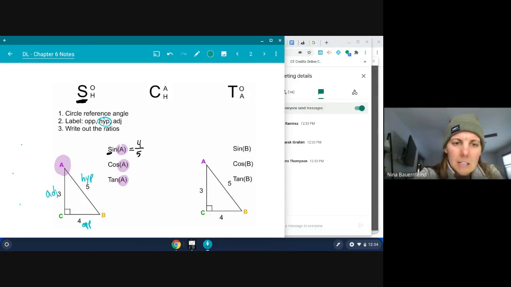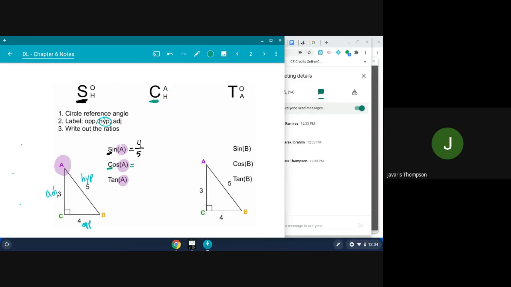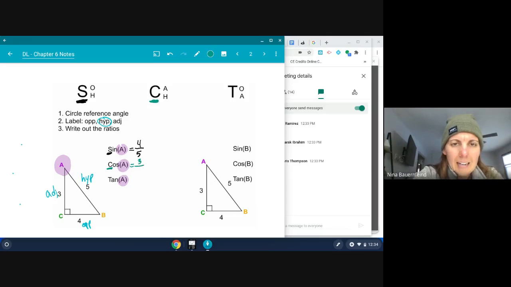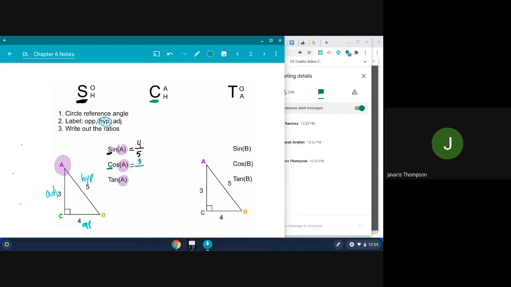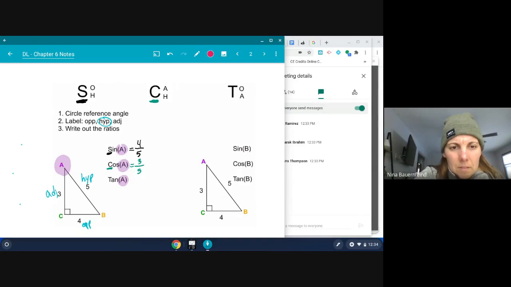The next one is C, cosine. That's A on top for adjacent, H on bottom for hypotenuse. So for cosine, what is A, adjacent? 3. Yep. And H, hypotenuse? 5. Got it. Last one, T is for tangent. Tangent. O for opposite on top, A for adjacent on bottom. So what is O? 4. Yep. Over adjacent? 3. You got it. All right.